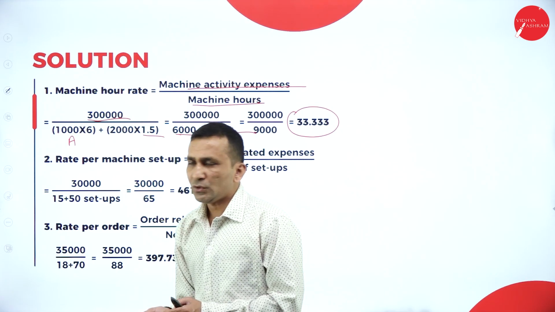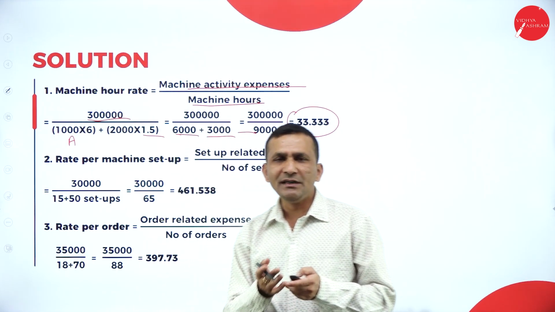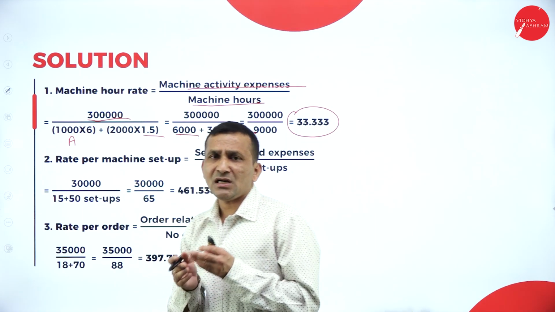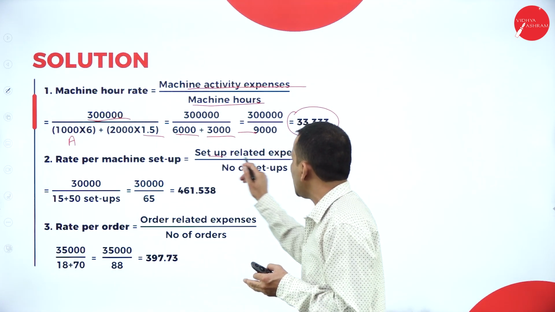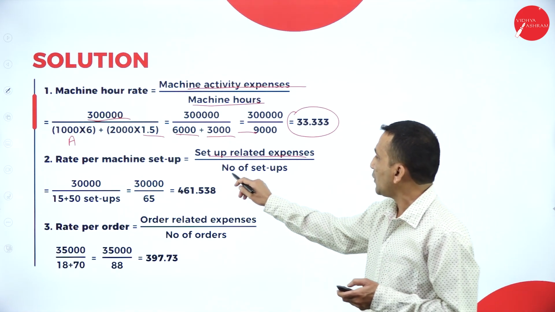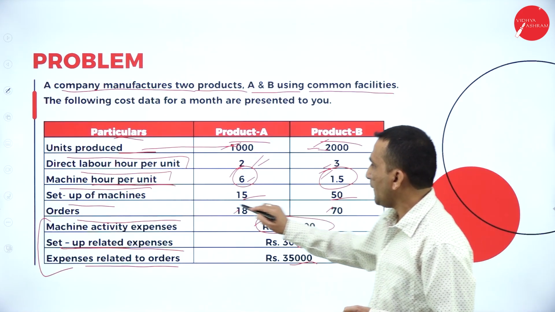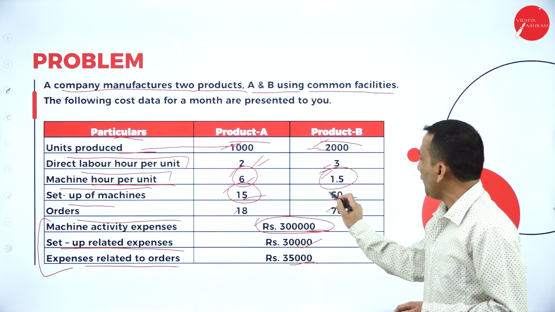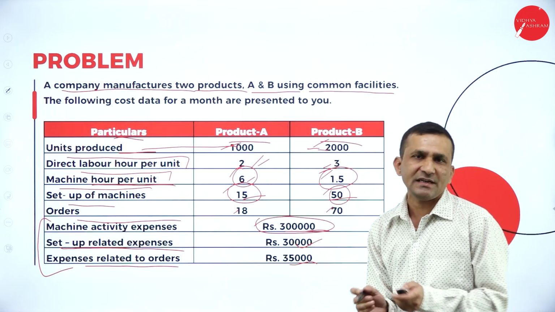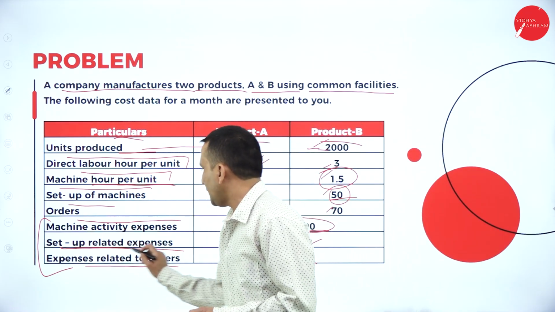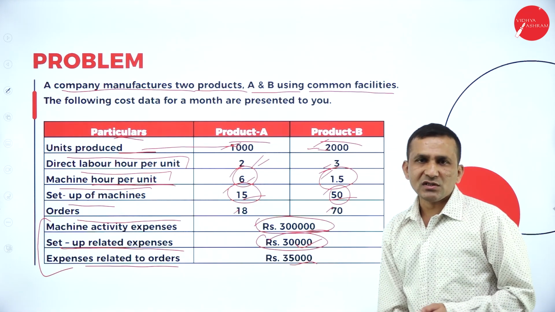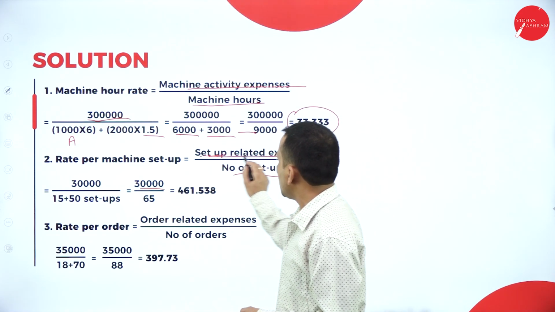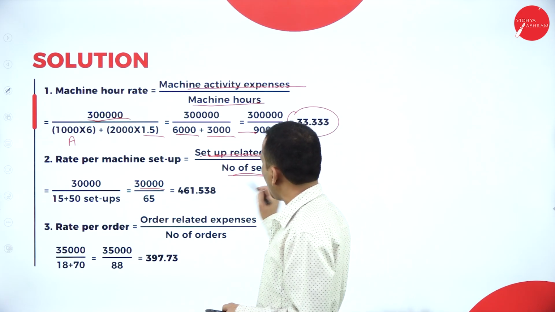Okay, moving to the next one, there is one activity we have identified, which is machine setup. The setup related expense is divided by the number of setups. Under product A there are 15 setups and product B 50 setups, altogether 65 setups. The setup related expense of 30,000 is given, so in the numerator we write 30,000.